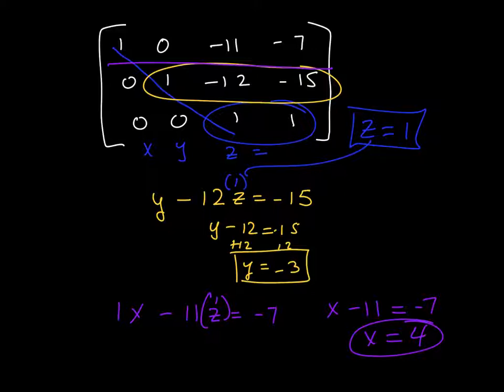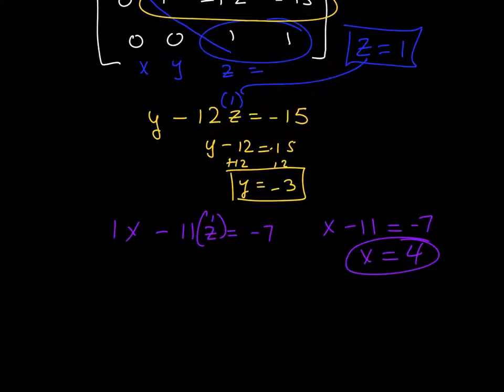Please remember to write your solution set as a point. And so our final answer here is that x is equal to 4, y is equal to negative 3, and z is equal to 1.